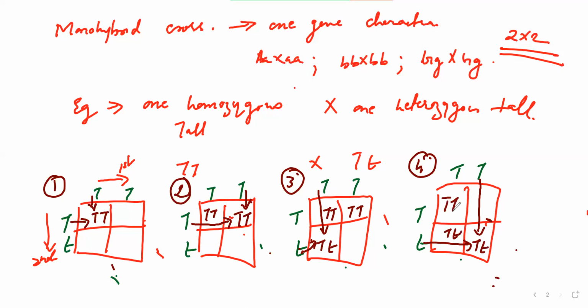So yes, this is how you have to combine the gametes of the first parent with the second parent to get the products. Whatever four you have got, you have a 2 by 2 square of the Punnett. Okay, but the same thing when you go to a dihybrid cross.